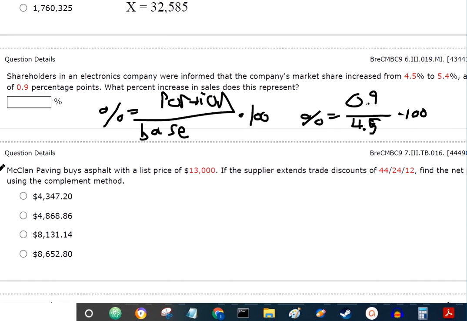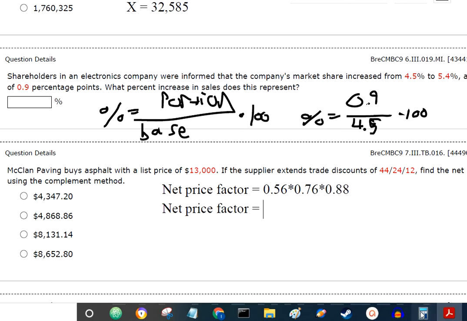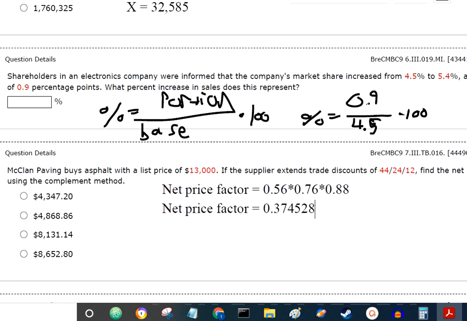Okay, question 24. It's a chain discount again, like we did before. They want the net price. In other words, they want to know how much they're supposed to pay in the end. So we can find the net price factor. 44% off means we pay 56%. 24% off means we pay 76%. 12% off means we pay 88%. So if we multiply those together, that's 0.37, and a bunch of other digits.